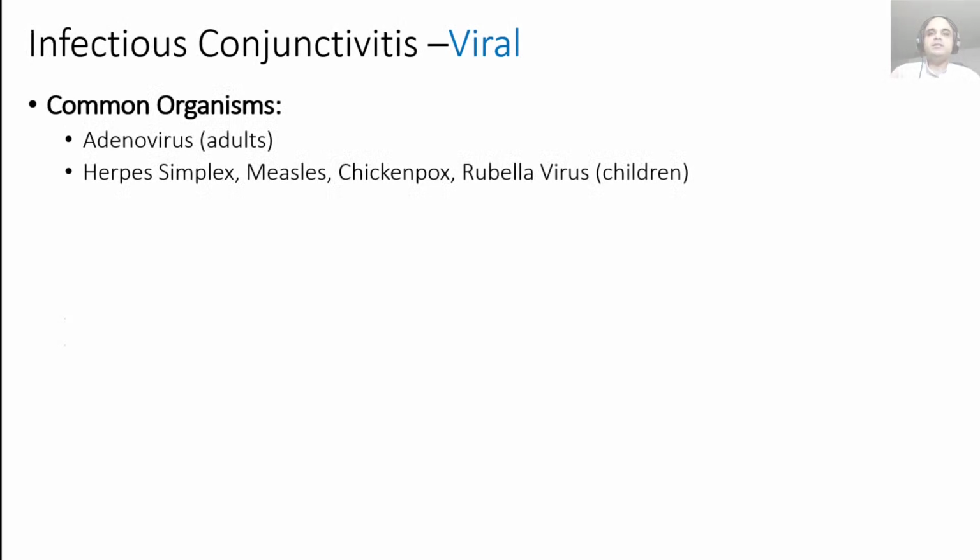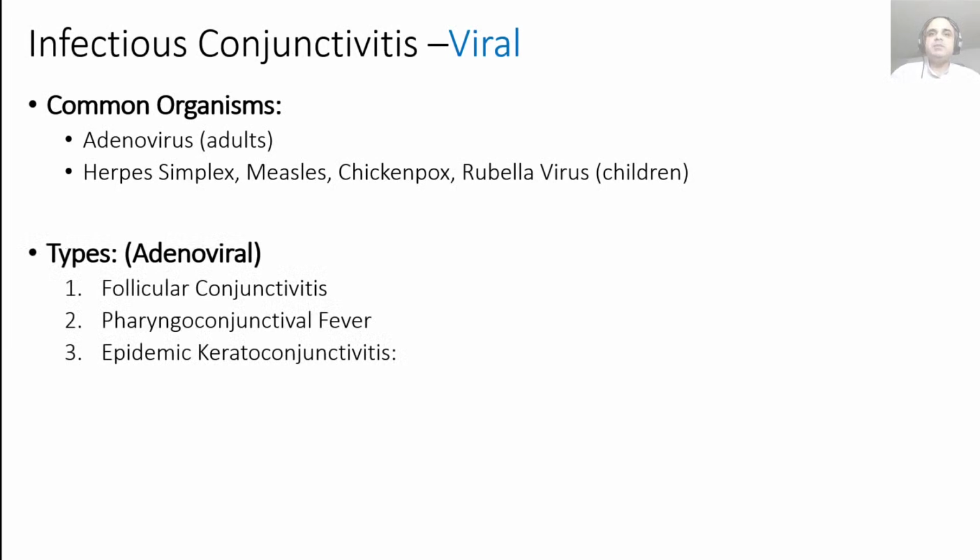The most common organism that causes a viral conjunctivitis is an adenovirus. Herpes simplex virus, measles virus, chickenpox, and rubella virus are implicated in viral conjunctivitis that's seen in children. The type of adenoviral conjunctivitis that you see is divided into three. You have follicular conjunctivitis, you have something called pharyngoconjunctival fever, and you have epidemic keratoconjunctivitis. We'll take them one by one.